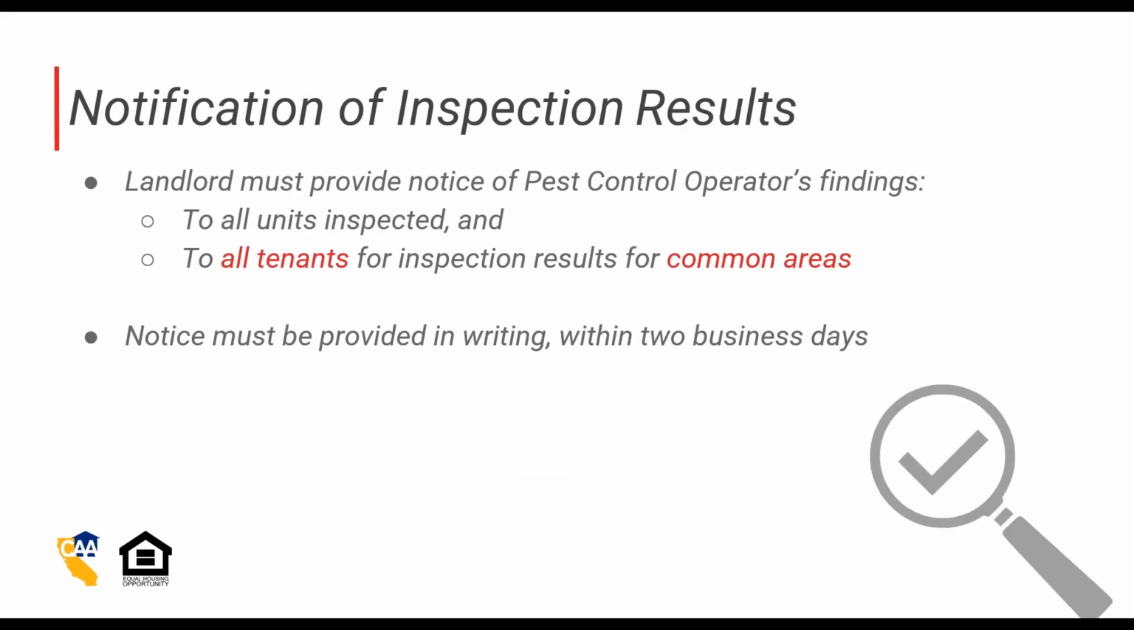Then, once you have the results of an inspection by the pest control operator, you have to provide written notice to the tenants whose units were inspected within 2 business days, and that notice has to tell them what was or was not found in their units. If the inspection was of a common area, then all tenants have to be provided with that notice of the inspection results.